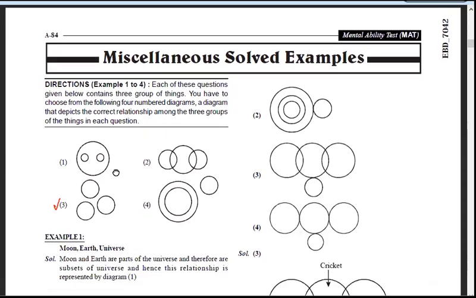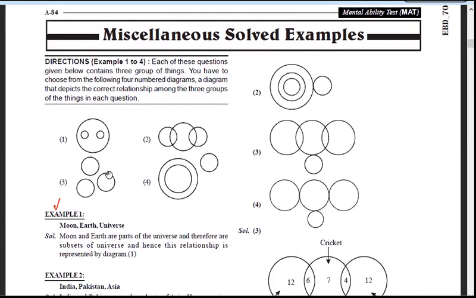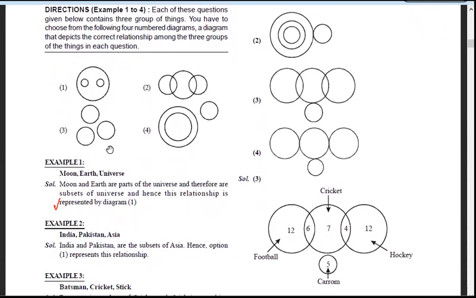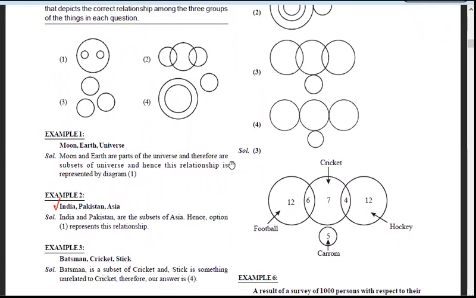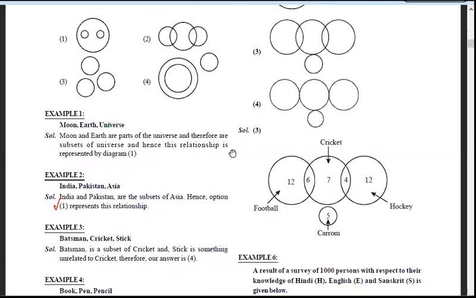Now, the second one is India, Pakistan, Asia. Yes, one. Very good. Batsman, cricket, stick. Yes, four. Very good. See, now you're getting it. Now it's easy, no? Book, pen, pencil.